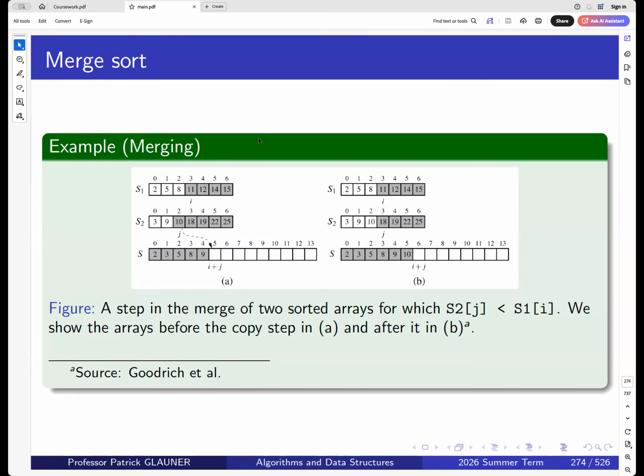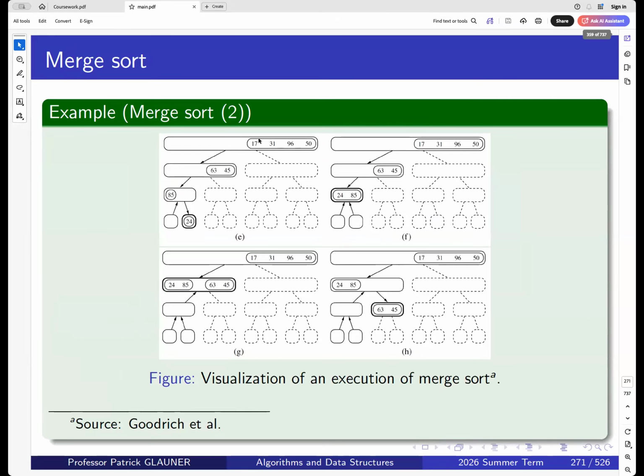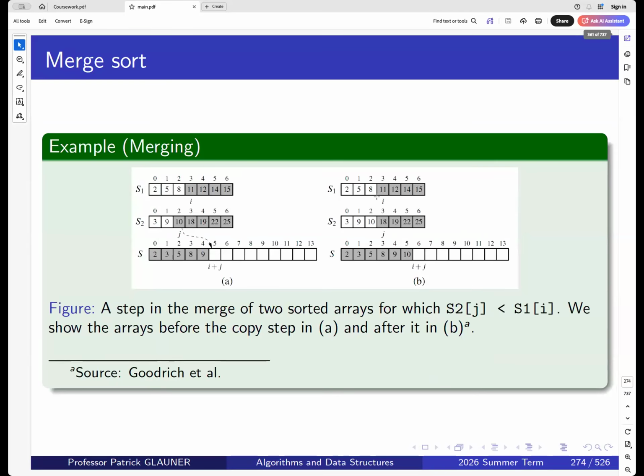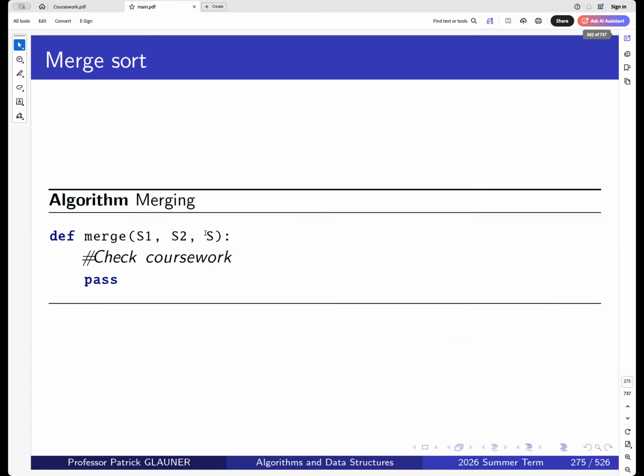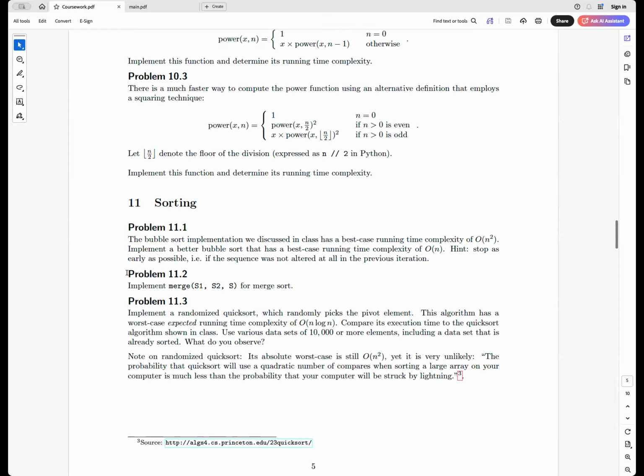Merging is a subroutine used in merge sort, because what merge sort needs to do is the splitting, and then I need to merge it together using this merge function. What I will show you is how to implement the merge sort. You're probably wondering how you can implement the merging. This is your coursework. The merging can actually be implemented fairly easily. It's just a few lines of code. So merging is problem 11.2 in the coursework. So you merge S1 and S2 into S.